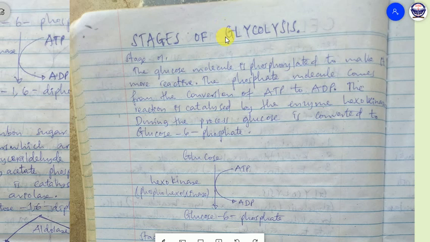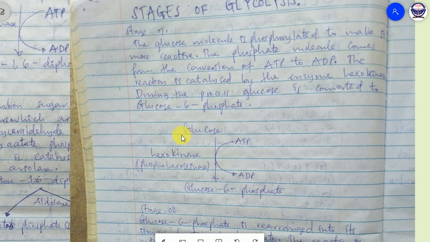In the first step, the glucose molecule is phosphorylated to make it more reactive. The phosphate comes from the conversion of ATP to ADP, and the reaction is catalyzed by the enzyme hexokinase. During the process, glucose is converted to glucose 6 phosphate. So this is the first reaction in which glucose is phosphorylated in the presence of phosphohexokinase, or simply hexokinase, the same enzyme. A kinase is an enzyme which catalyzes phosphorylation.